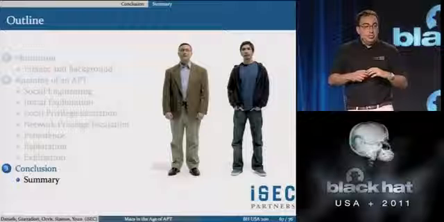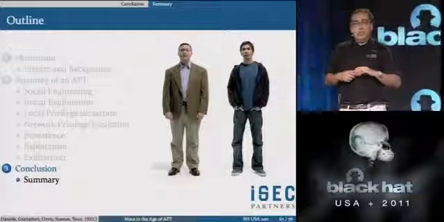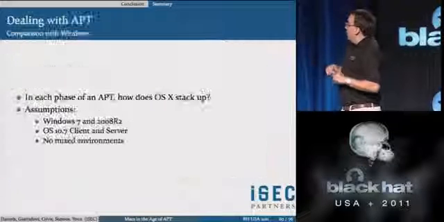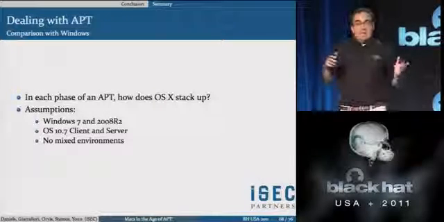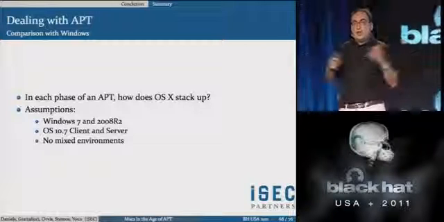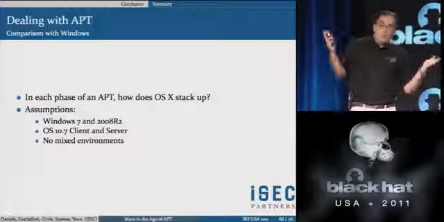Here's our copyright violation of the day. We threw this in, so just in case the Apple lawyers called, we'd give them an easy win, right? In each phase of this APT, how does OS X stack up? And obviously our basis of comparison here, since we don't have an SI unit of security, is going to be Windows.